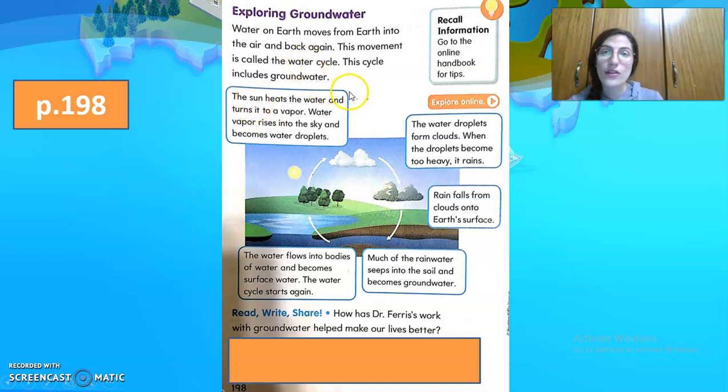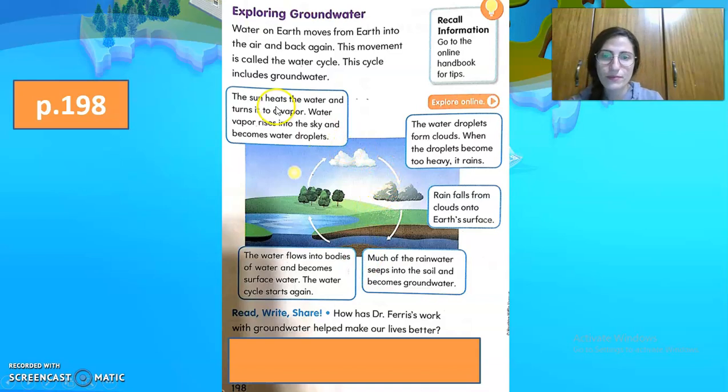They're telling us that the water on Earth moves from Earth into the air and back again in a cycle over and over again. And they told us that this cycle is called the water cycle. And in this cycle, we get the groundwater. Let's discover how this cycle goes on and how we get the groundwater.